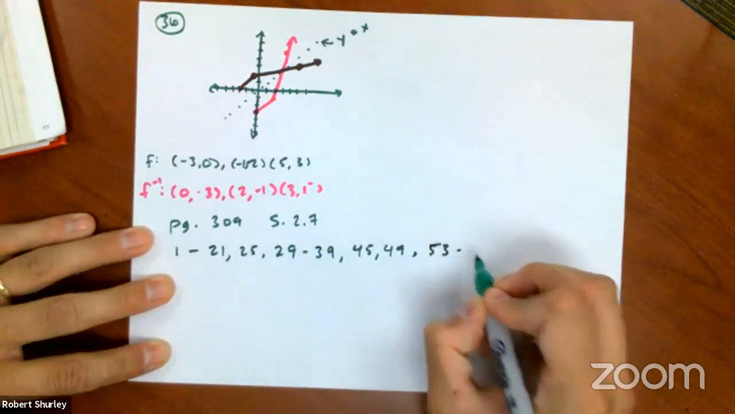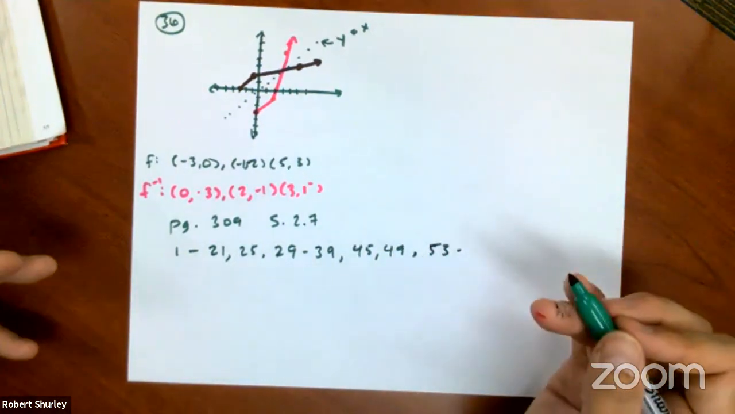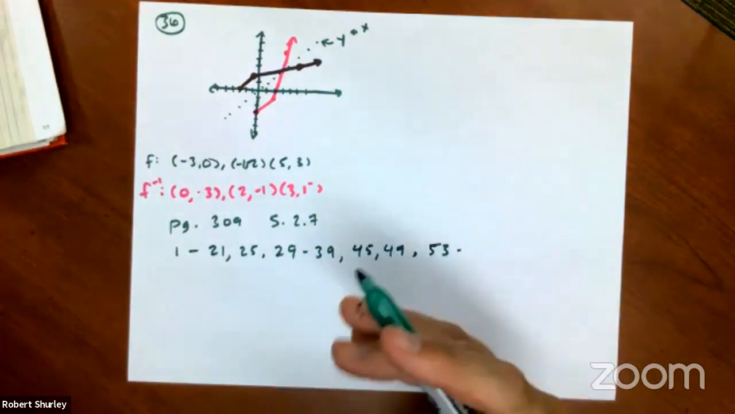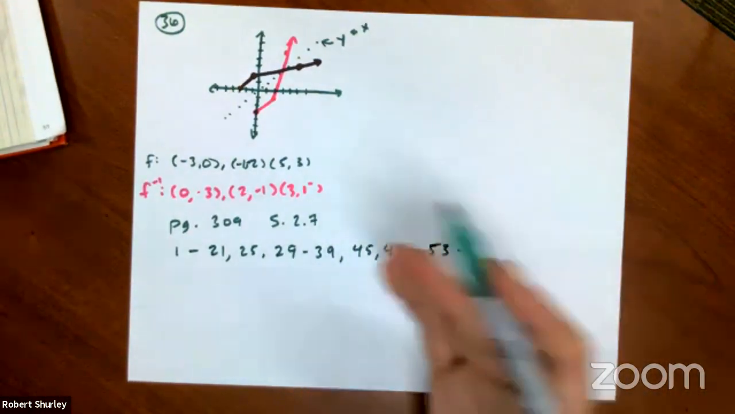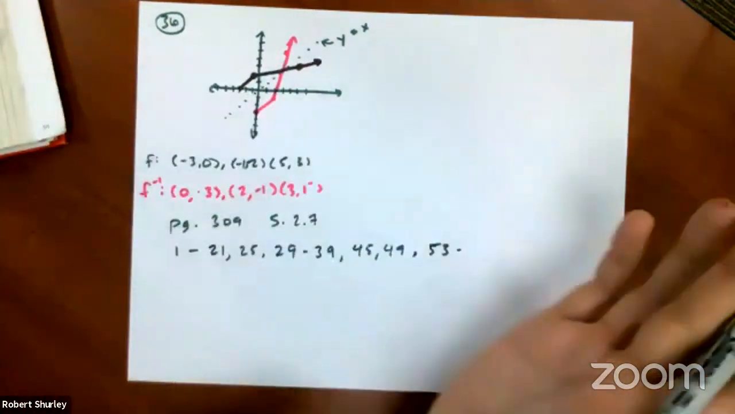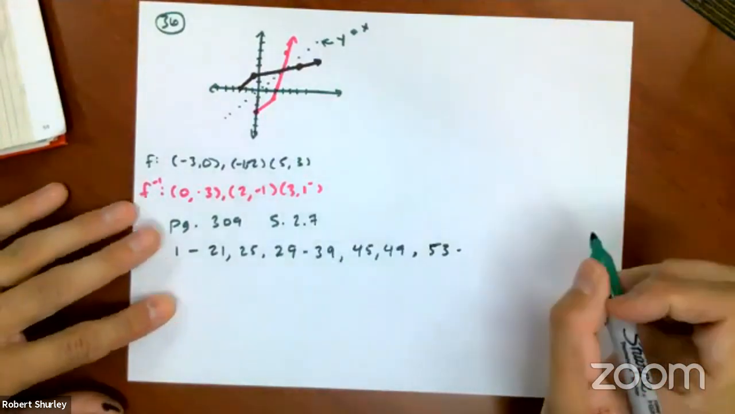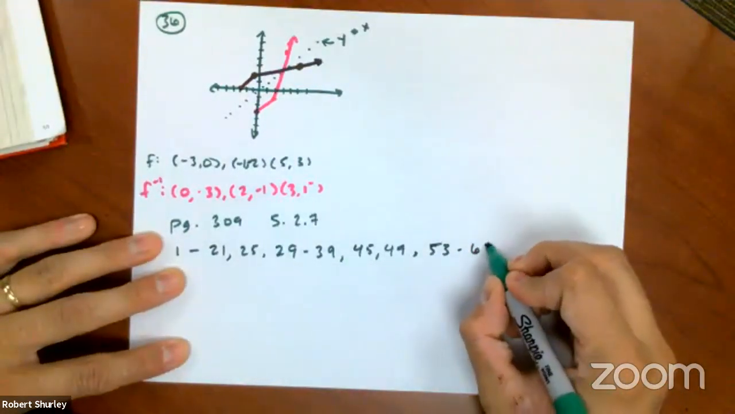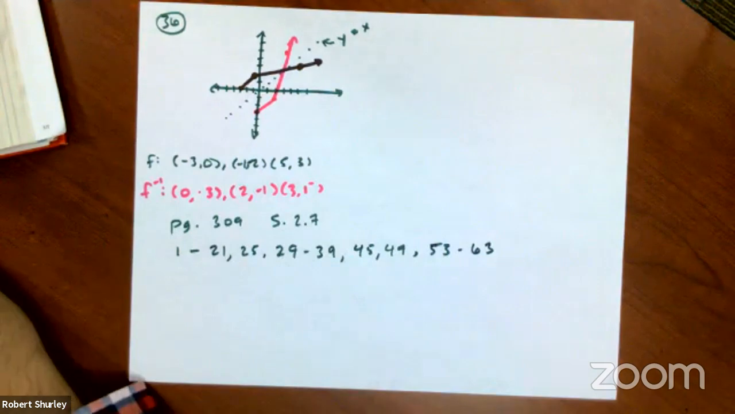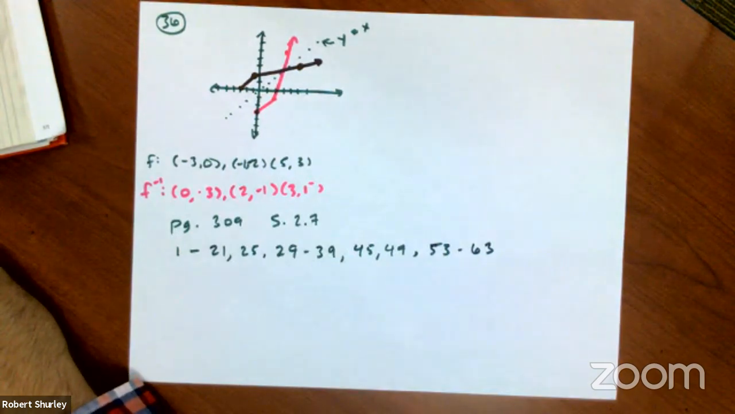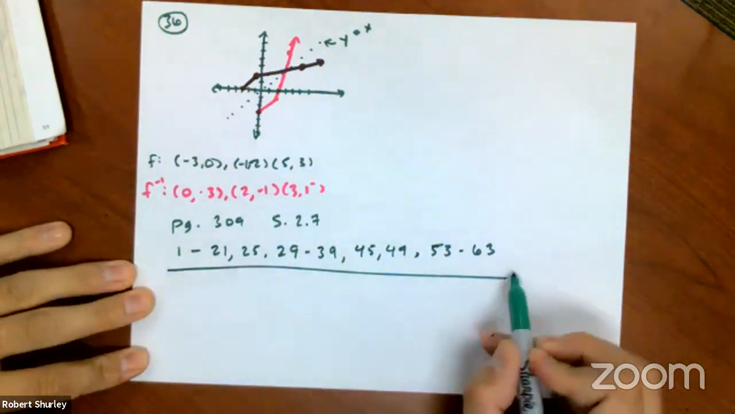53. Now these last ones are pretty neat, and I'm going to probably go over them a little bit in review because they're kind of the next level. Once you get the homework done, then try these 53 through 63. They're a little different. And then that's it. Okay, that'll work. So these are all odd.